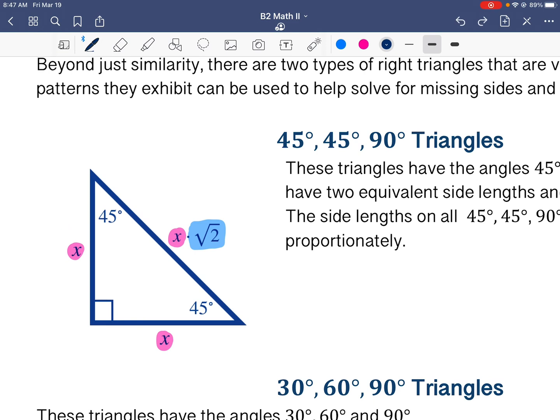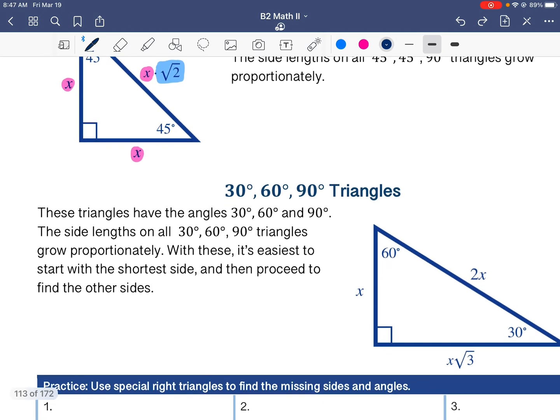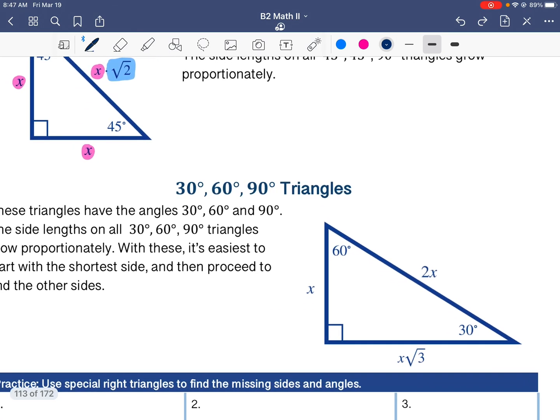So if we know one of these sides, then in fact if we know any of these sides, we can figure out what the other two are. So very useful in our lives. 45, 45, 90 triangles are fantastic. We like them because they have two of the same sides, so it makes our math a little bit easier.